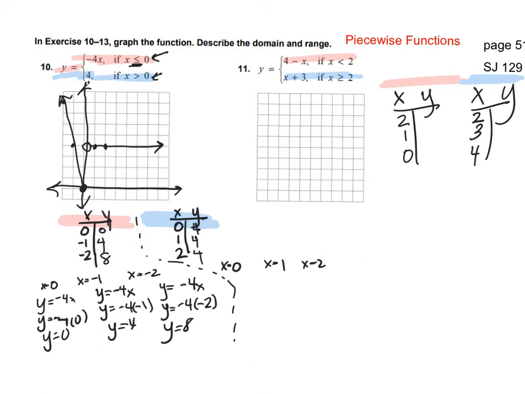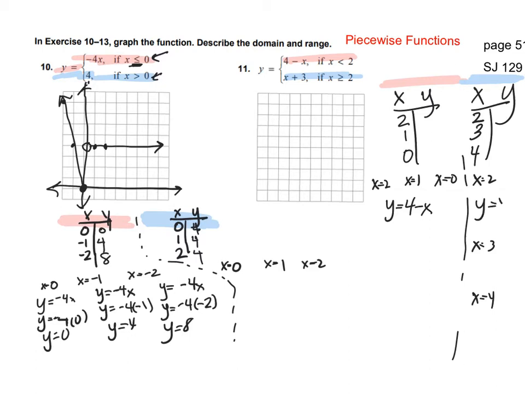Okay, now I'm going to substitute 2 in for x, 1 in for x, and 0 in for x for this one. And over here I'm going to substitute 2 in for x, 3 in for x, and 4 in for x, and put those values in. So I'm using y equals 4 minus x for my red. I'm using y equals x plus 3 for the blue. So let's substitute them in one at a time.